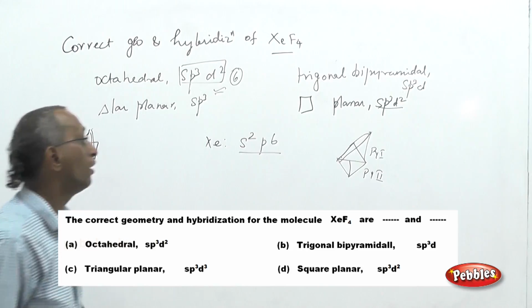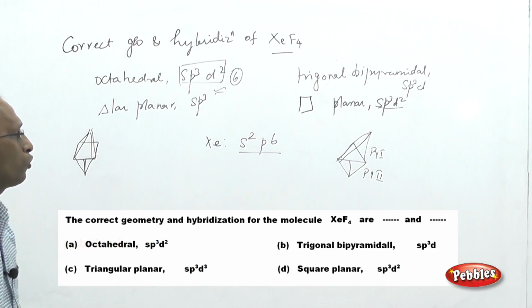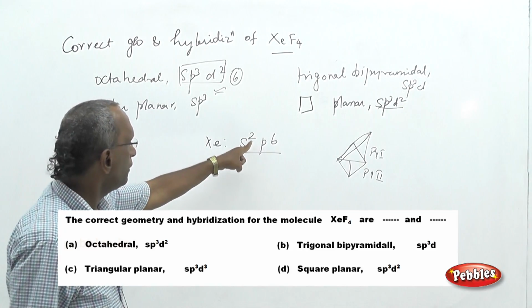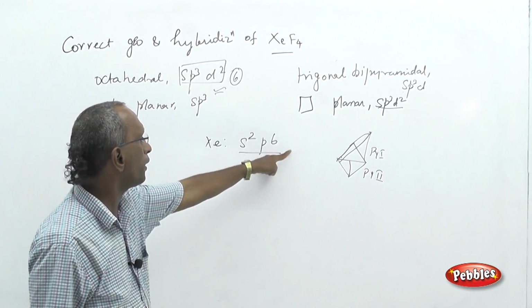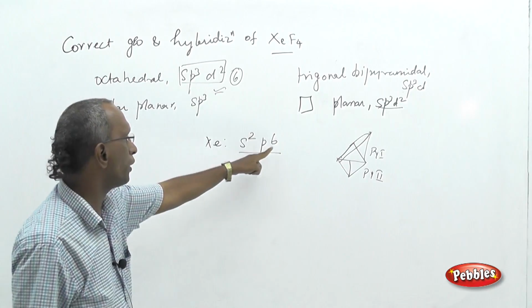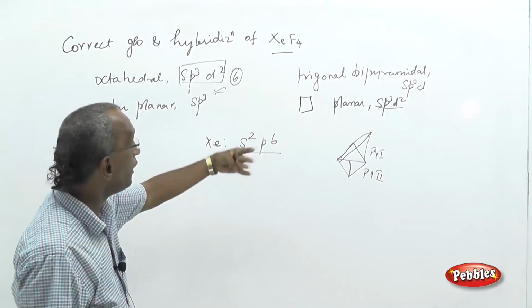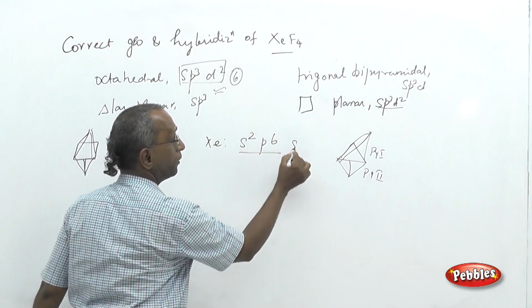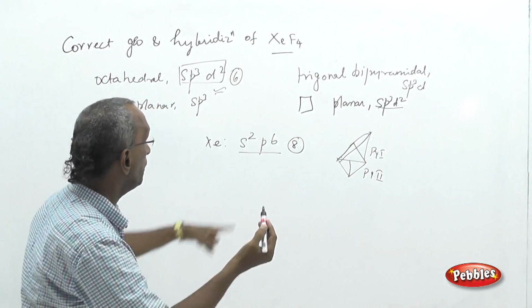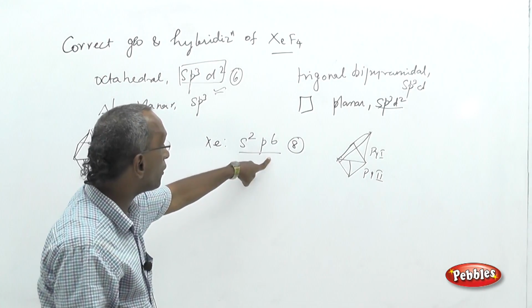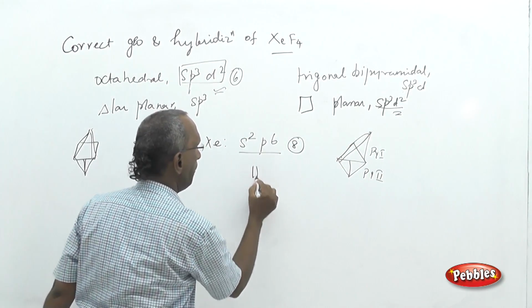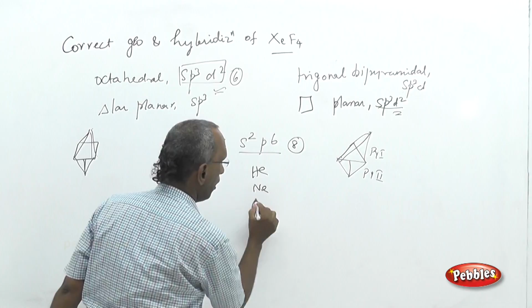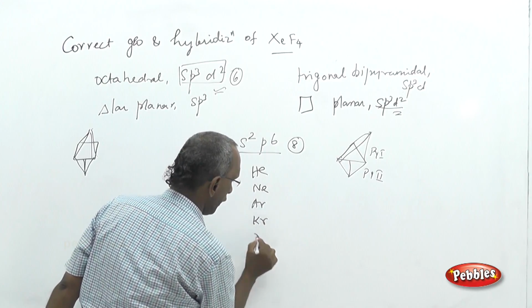Inert gas configuration: the valence shell configuration is s2p6. The outermost s orbital contains 2 electrons. There are 3 p orbitals, each of which contains 2 electrons, so 3 times 2 is 6 electrons. So yes, it is an octet structure, 2 plus 6, 8. It has no electrons in the d orbital, but higher shells have them, for helium, neon, argon, krypton, xenon.